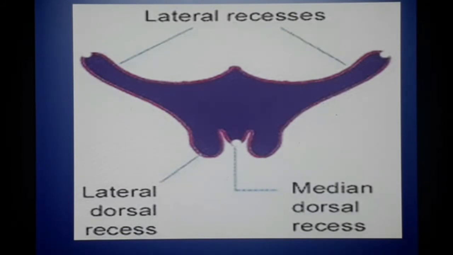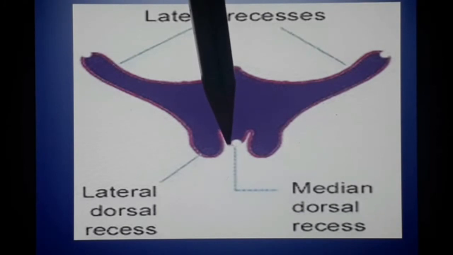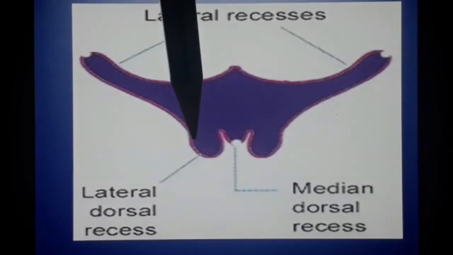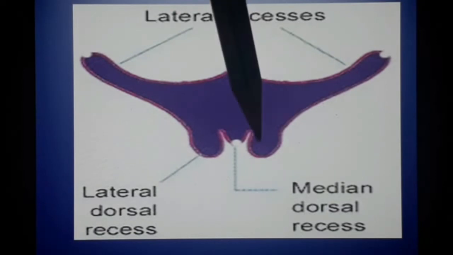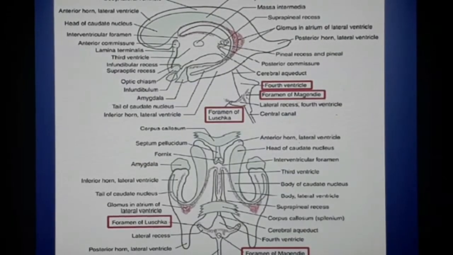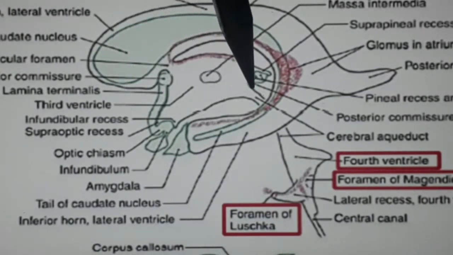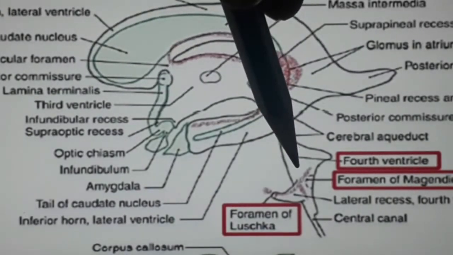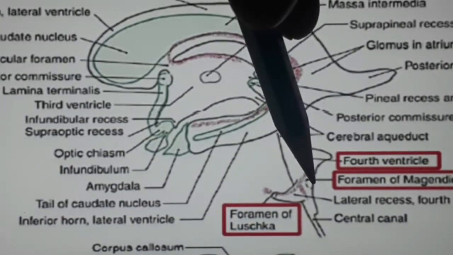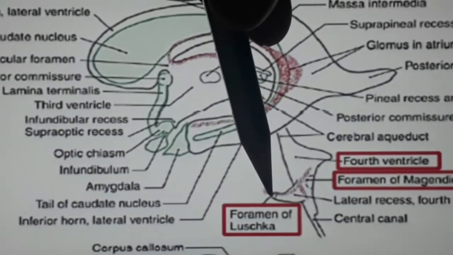Moving on to recesses. Recesses are nothing but extensions of the cavity of the fourth ventricle. So here the fourth ventricle has 5 recesses. There are 2 lateral recesses seen, 1 median dorsal recess seen, and 2 lateral dorsal recesses seen. So here in this picture you can see the fourth ventricle. This is the foramen of Magendie and here is the foramen of Luschka.